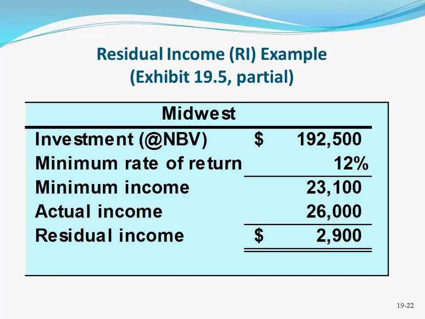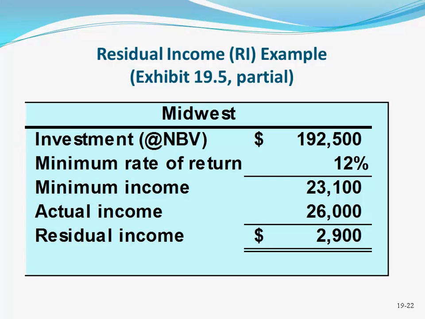So what is the minimum income then that they require to generate? It's 12% of their asset base, of their investment. So it's 12% of 192,500. If you calculate 12% of that, you get that the minimum income is 23,100. The actual income, if you go back to the raw figures, is 26,000.